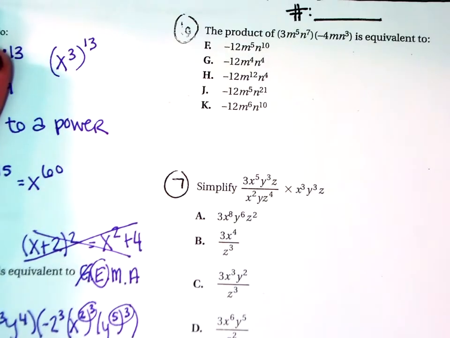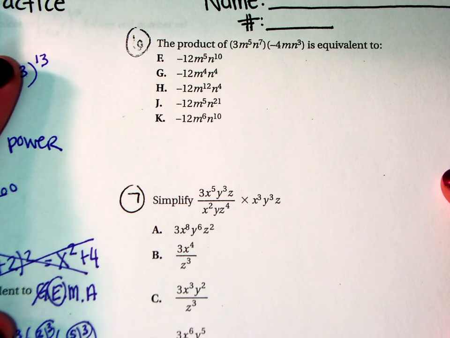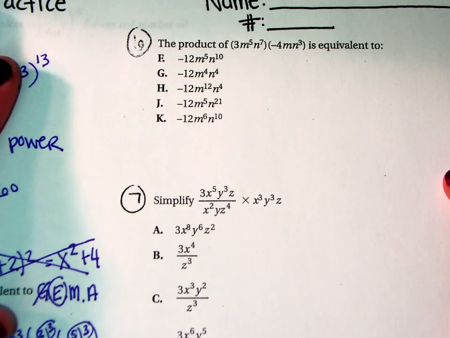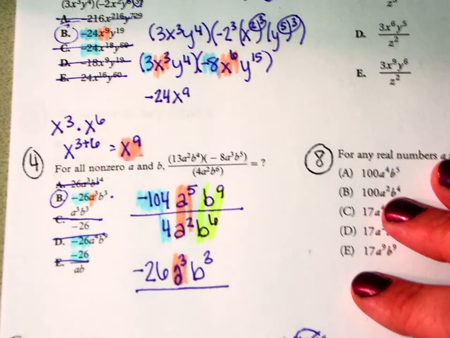All right, number 6, the product of 3m5n to the 7 times negative 4m n to the 3rd is equivalent to what? Again, basic. This is basic. We were just doing harder problems literally right here. This problem is way harder. It's basically just the top and you're done.